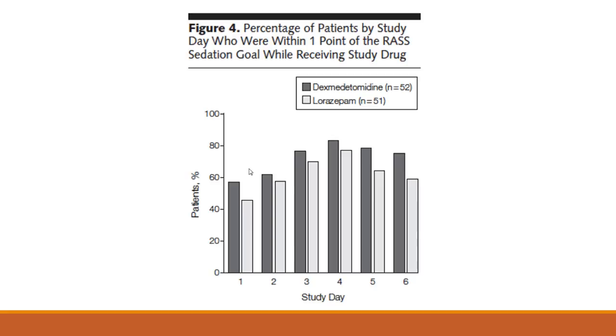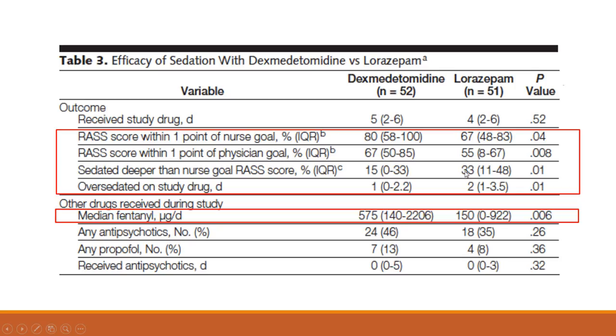This plots out, again, the level of patients who are at their target sedation. And so in the darker graph, patients who are in Precedex are more likely to be at their target level of sedation as opposed to lorazepam. And this breaks down, again, patients being more adequately sedated in the Precedex arm as opposed to the lorazepam arm.